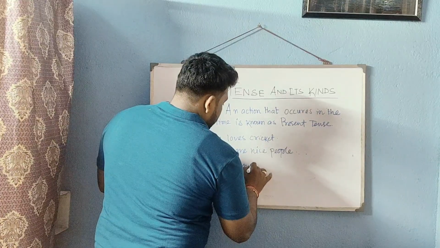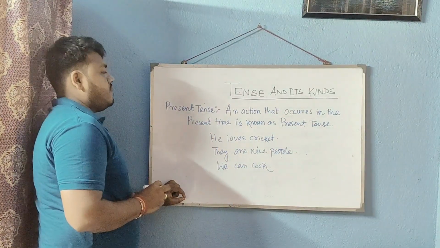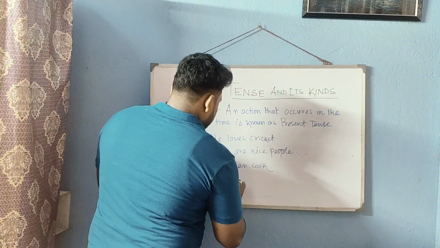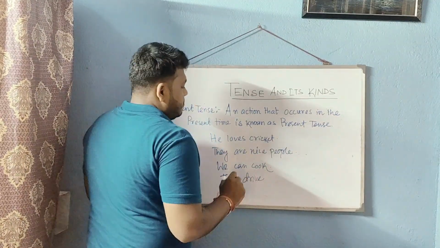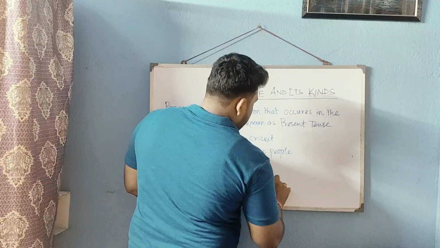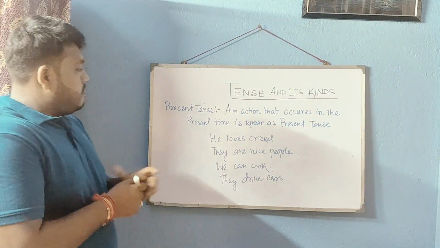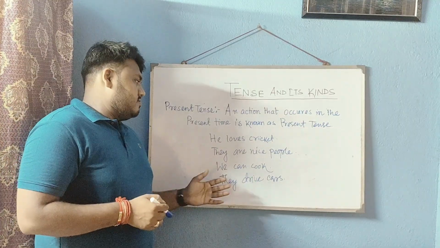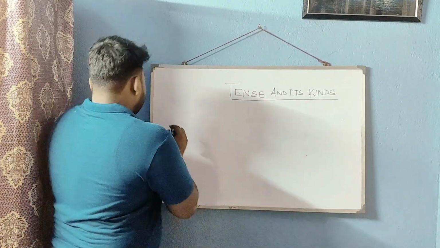We can cook. They drive cars. So all these are examples of present simple tense.